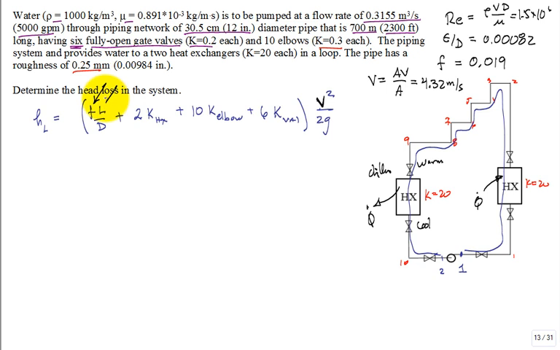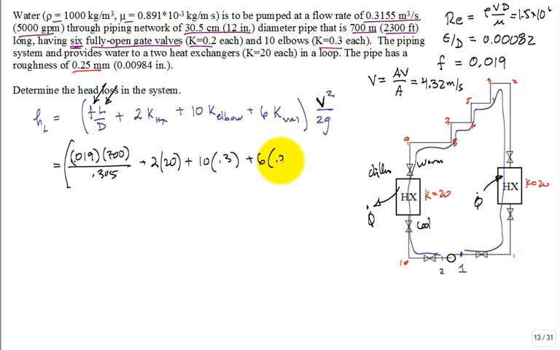The length we know, that was given, 700. So let me start putting these in. 0.019, the length 700, the diameter 0.305. We have 2 times 20. We have 10 times 0.3, 6 times 0.2, and the velocity pressure, 4.32 quantity squared divided by 2 times 9.81.